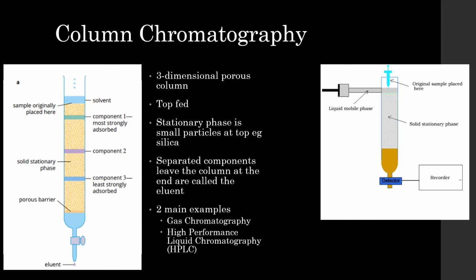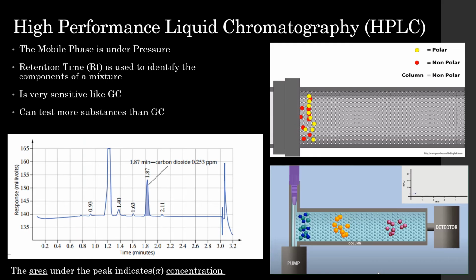If we have a look at column chromatography, this works on gravity. So we've got a three-dimensional porous column. It's top fed, and the stationary phase is small particles, for example, silica. Now, separated components leave the column at the end, and they are called the eluent. And there's two main examples there: gas chromatography, which we talked about, and high performance liquid chromatography, which we're just about to talk about now.